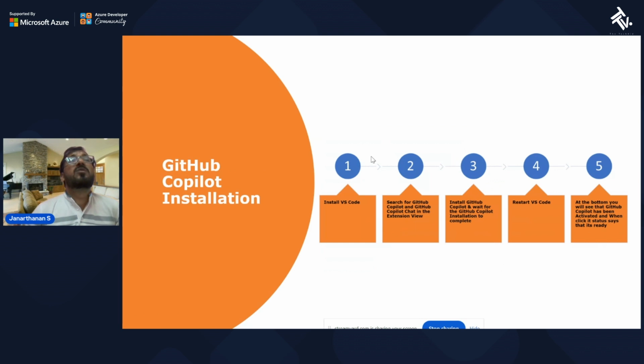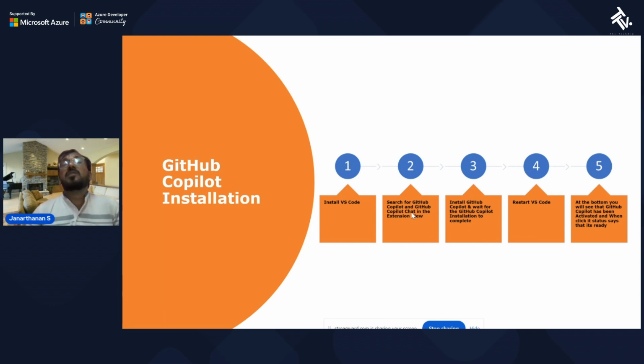Let's see how to install the GitHub Copilot. In order to install the GitHub Copilot, you may use any one of the IDEs. So let me use Visual Studio Code as the IDE. After this, you have to search for two extensions. One is GitHub Copilot, the other one is GitHub Copilot Chat.